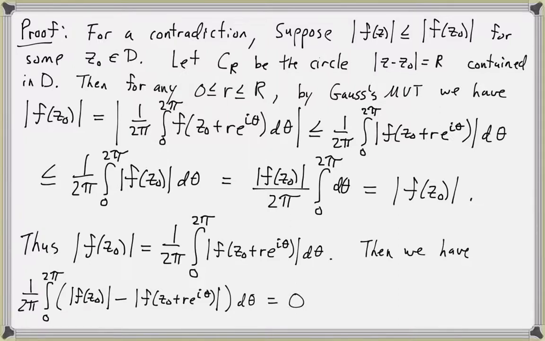Now notice that the integrand in this last expression is a non-negative function, since we're assuming that the absolute value of f of z0 is greater than or equal to any other value of the absolute value of f. So since the integrand is non-negative, and this is a continuous function on the real interval theta between 0 and 2 pi, the only way we can have this integral of this non-negative function equal to 0 is if the integrand is identically equal to 0.